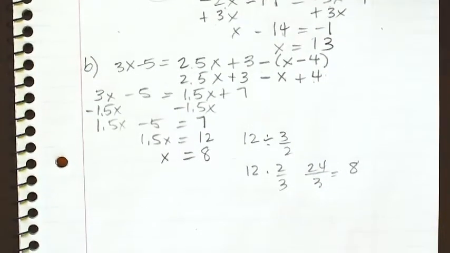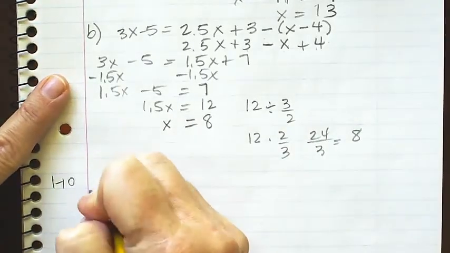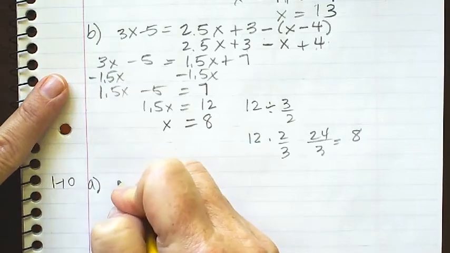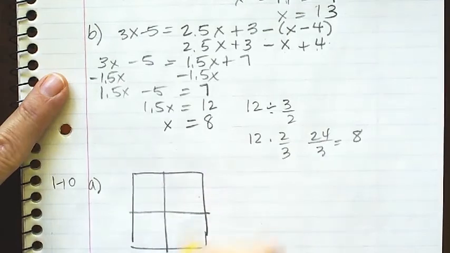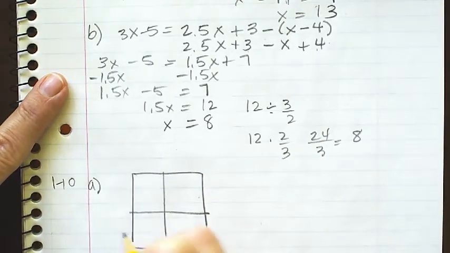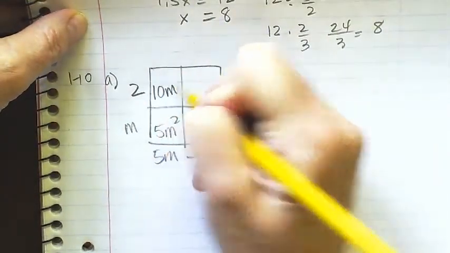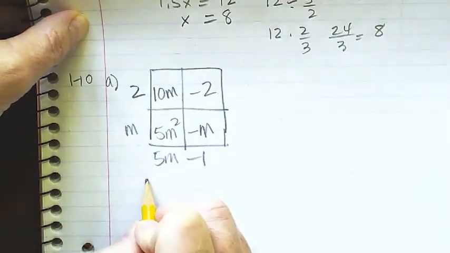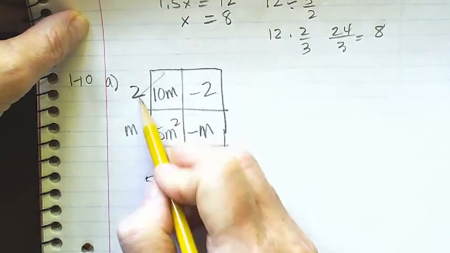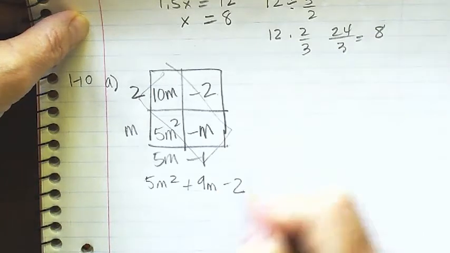Oops, sorry about that. Okay, for 1.10, we're going to use area model and multiply these expressions. So let's see, we've got (5m minus 1) and (m plus 2). So that's going to give me 5m squared, 10m minus m minus 2. So that's going to be 5m squared. We've got like terms. Plus 9m minus 2.